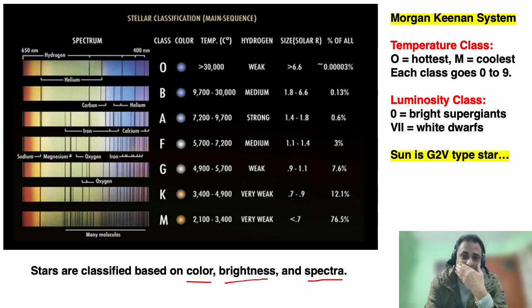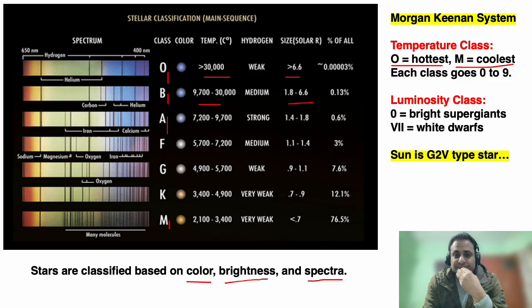This is the Morgan-Keenan system. You can classify the stars usually based on two categories. One is the temperature class, and the other is the luminosity class. In the temperature class, O means the hottest and M means the coolest. Of course, there are others between them, like B and A, all the way to M. All of these stars have different temperature ranges and different sizes and so on.